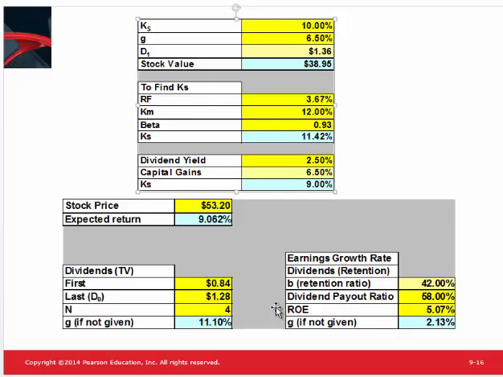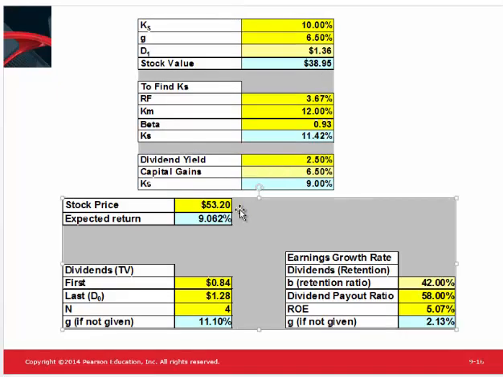How did I get the growth rate? Well, I gathered the information from the dividends. I started out at 84 cents, went to $1.28 for 4 years. It's 11.10%. But if you look at the simple growth model, that retention model, the growth rate is like around 2.1%. So again, I use something in the middle around 6.5%. So I get a value of $38.95, but the stock price is $53.20. So obviously, this dividend growth model says that this stock is currently overpriced by the market.